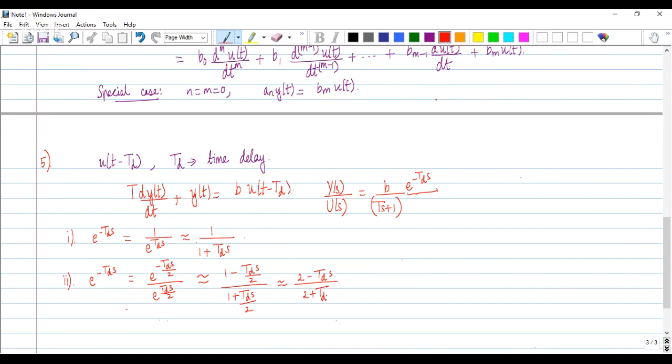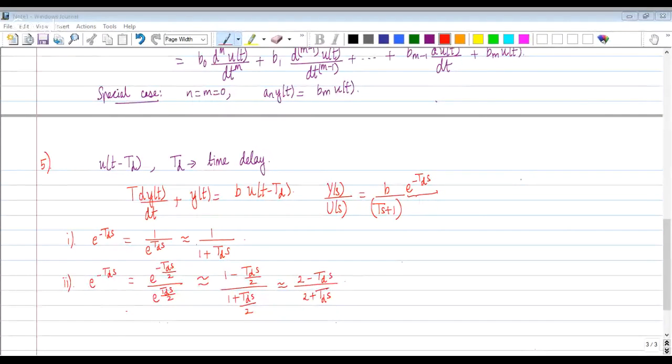So this will give me an approximate transfer function of this form: (2 minus TDS) by (2 plus TDS). This is what is called the Padé approximation, the Padé first order approximation. We'll see that it is quite useful in practice, and it can be used in multiple practical applications also.